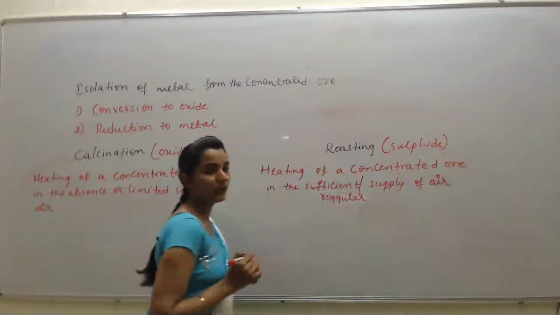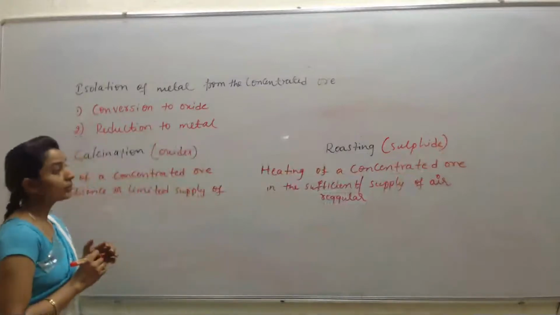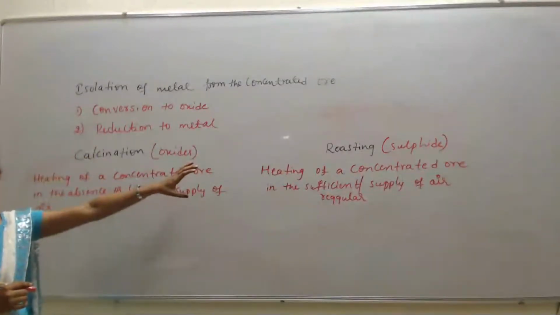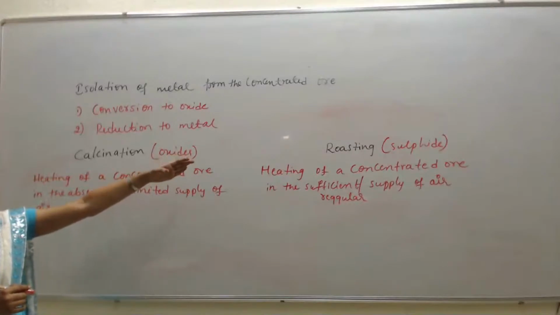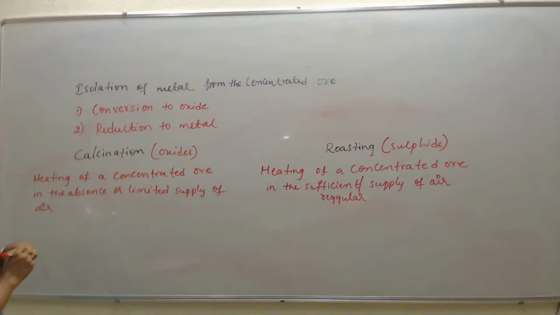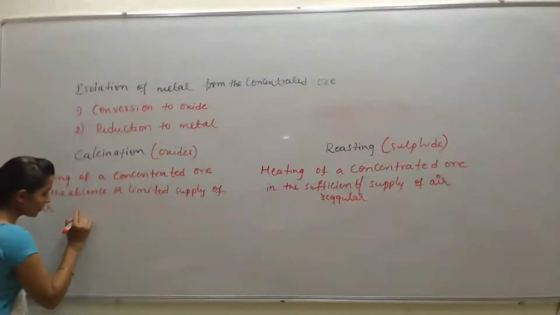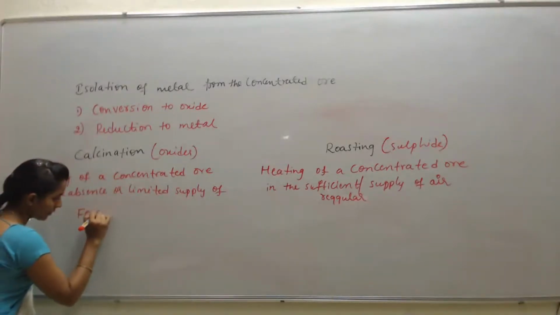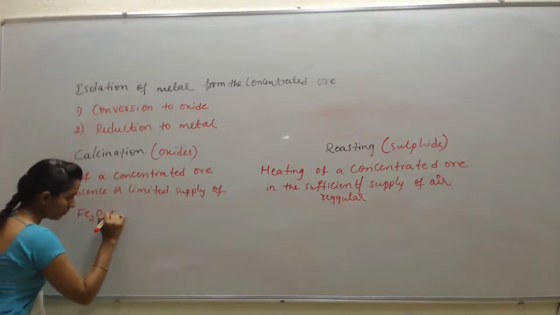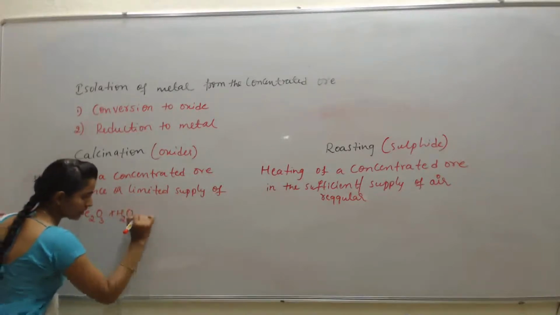Here, sulfide ores are preferred for roasting, converted from sulfide ore to what? Oxide ore. So students, listen. First one, Fe2O3·xH2O is there.